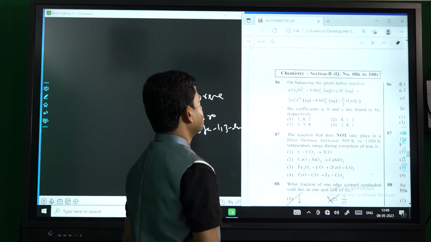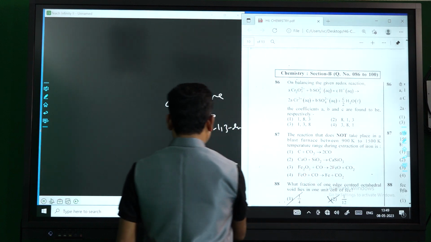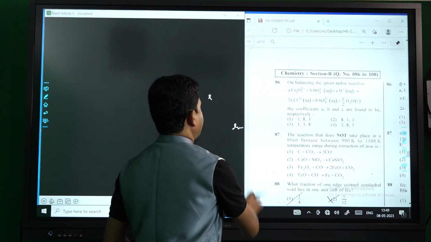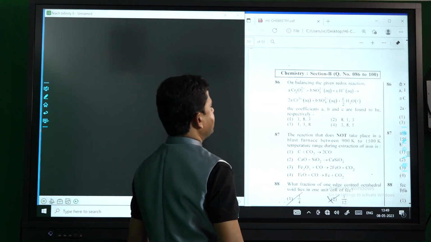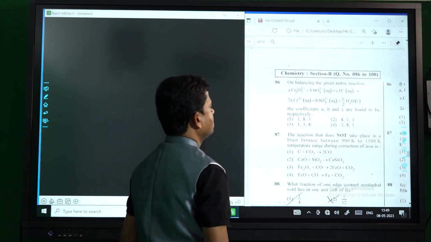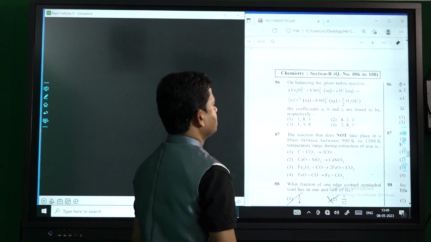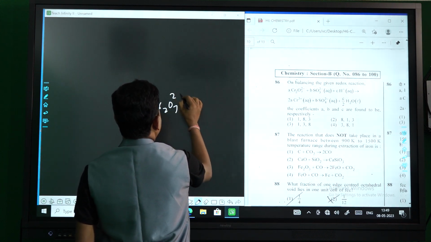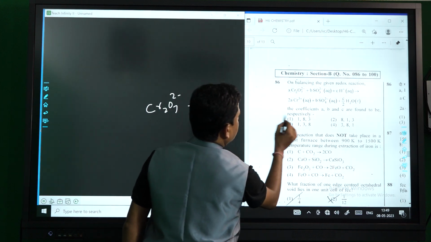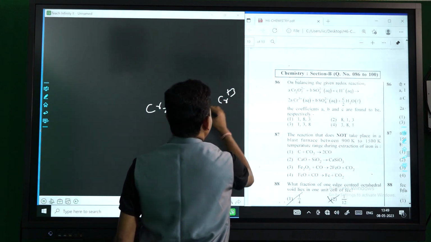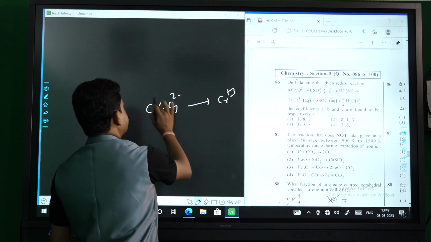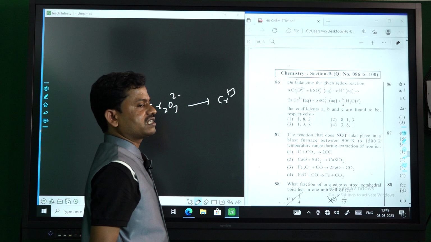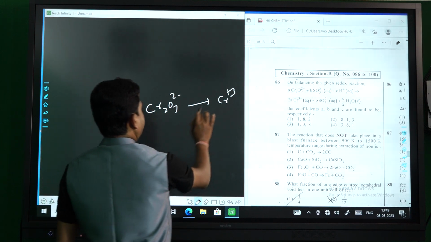Question number 86 is a balanced redox reaction, so balancing is required here. Cr2O7 2 minus and SO3 2 minus. Now Cr2O7 2 minus changes to Cr plus 3. This is a part of the reaction. Here the oxidation number is plus 6, here the oxidation number is plus 3, so the oxidation number decreases. This is the reduction. So now balance here.